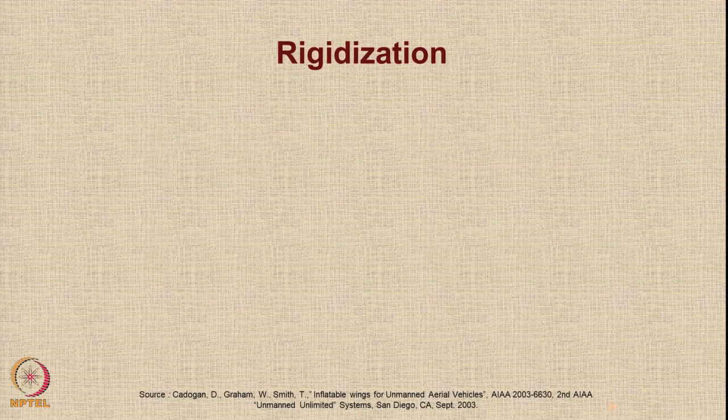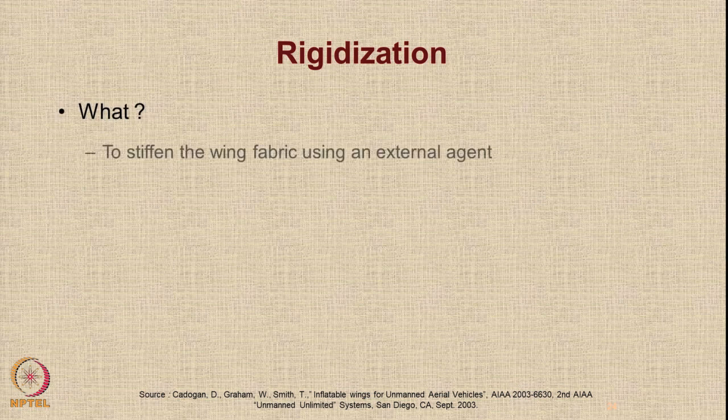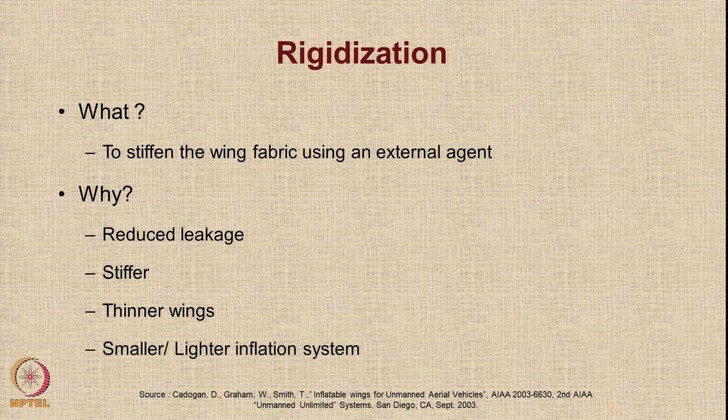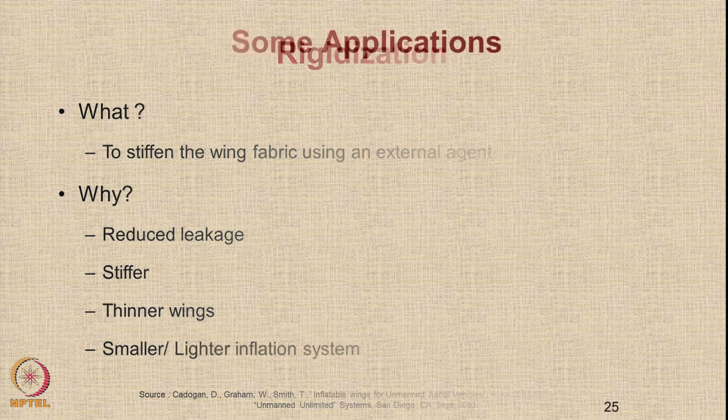An important aspect in inflatable wings is rigidization. What is rigidization? Basically we need to stiffen the wing fabric using an external agent after you deploy it. Why do we need it? There are several reasons. One reason is that this will help us to reduce the leakage. It will also make the wing stiffer so it can carry more loads. It might allow us to make thinner wings if we rigidize the surface, and the inflation system would be smaller and lighter if we have rigidization of the wing.